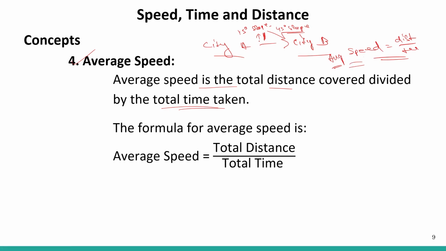But let's say the middle point is C. In order to calculate the speed between city A and city C, it is easy because the speed will be fixed. Whenever the speed varies, we rely on average speed. So the formula for average speed is equal to total distance by total time.